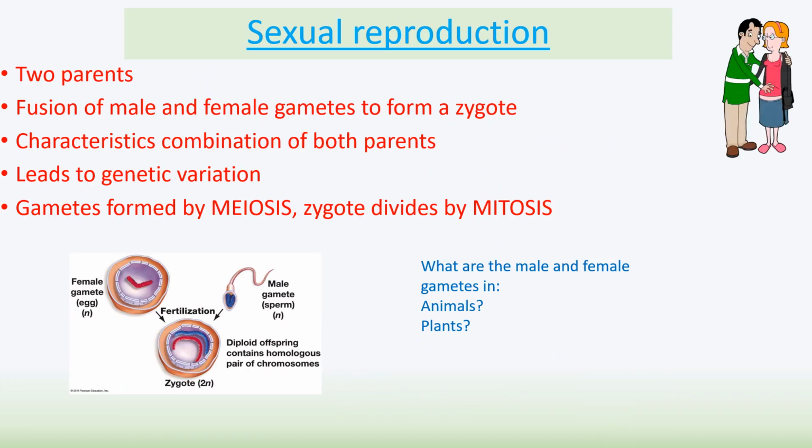That then leads to sexual reproduction, which is where two parents reproduce. It involves the fusion of male and female gametes to form a zygote, which is a term that you need to be very familiar with, which is the first fertilized cell. And characteristics combine from both parents, leading to genetic variation. And gametes are formed by meiosis. You'll have to look back at the video on cell division in order to watch that. And then the zygote, once it's created, divides by mitosis. In animals, it is sperm and egg cell, and it is pollen replacing the sperm in plants.